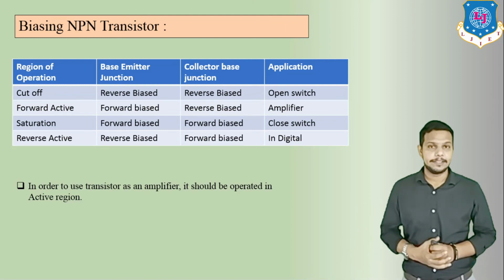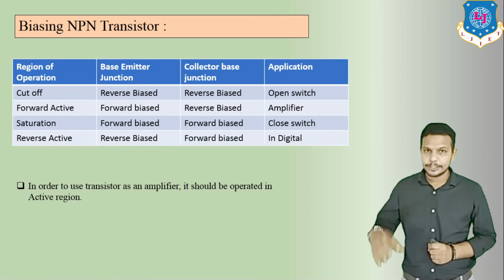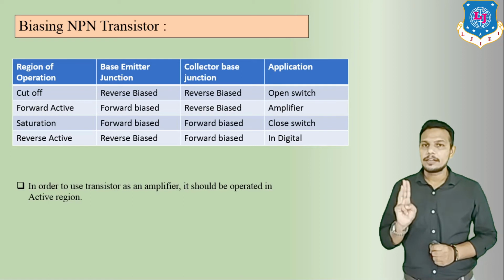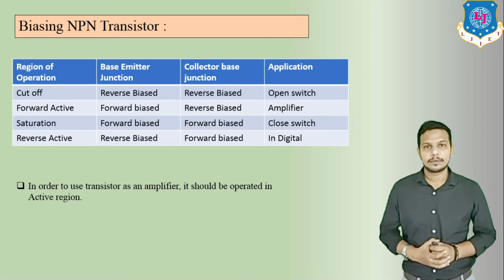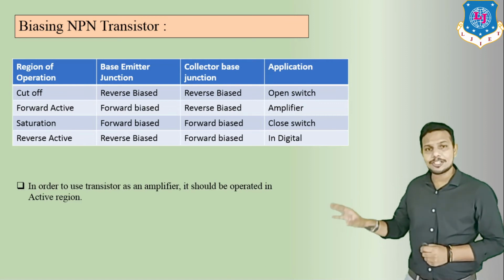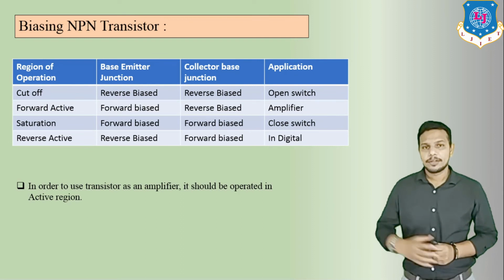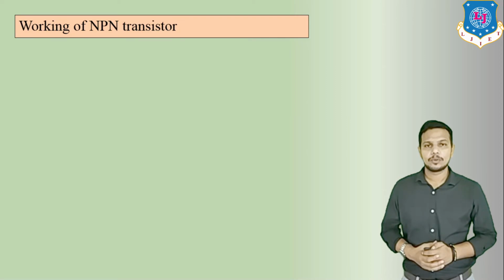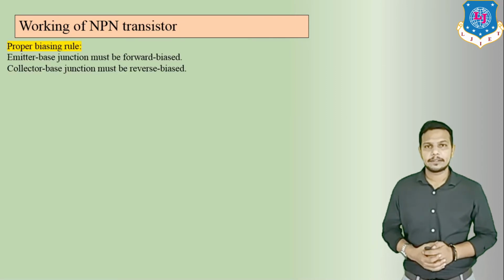It is used in digital. So in this chapter we are discussing only three regions: cutoff region, active region, which is the forward active region, and saturation region. Here we can see the transistor as an amplifier. In order to use a transistor as an amplifier, it should be operated in the active region. So let us connect it in the active region.